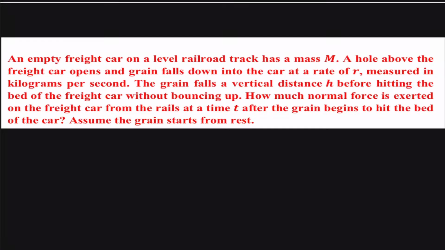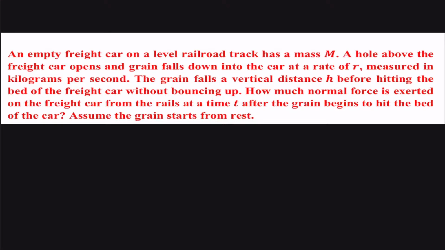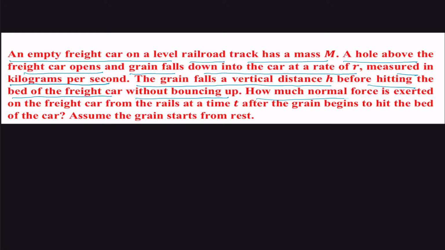Okay, and so we are given an empty freight car on a level railroad track has a mass m. A hole above the freight car opens and grain falls down into the car at a rate of r, measured in kilogram per second. The grain falls a vertical distance h before hitting the bed of freight car without bouncing up. How much normal force is exerted on the freight car from the rails at the time t after grain begins to hit the bed of the car. Assume the grain starts from rest.